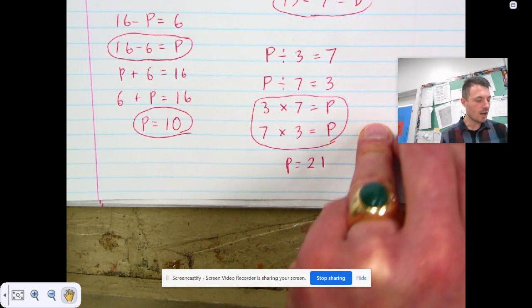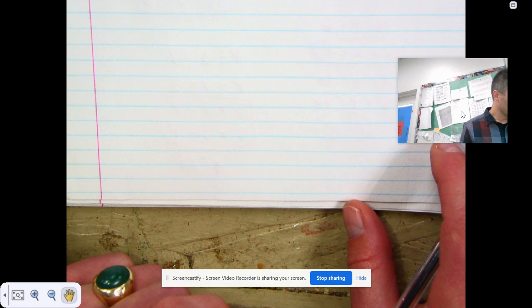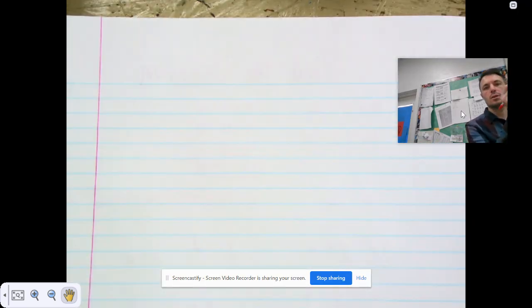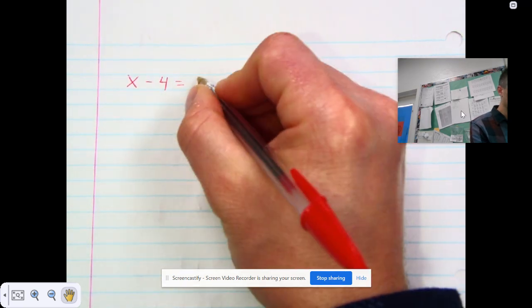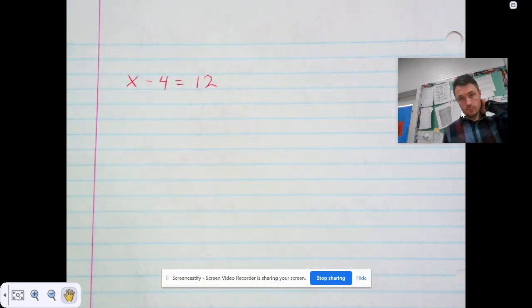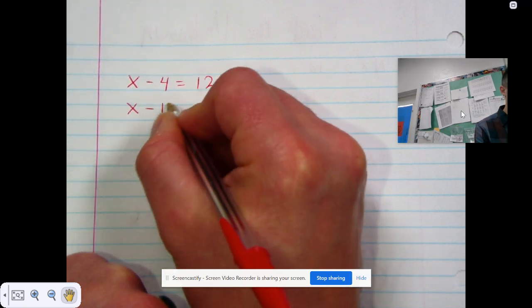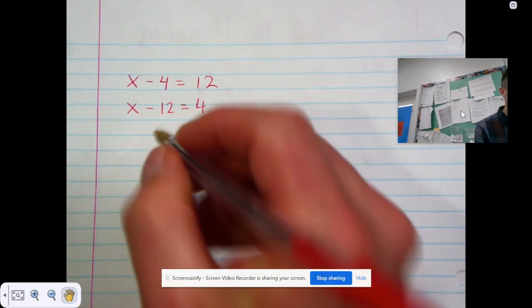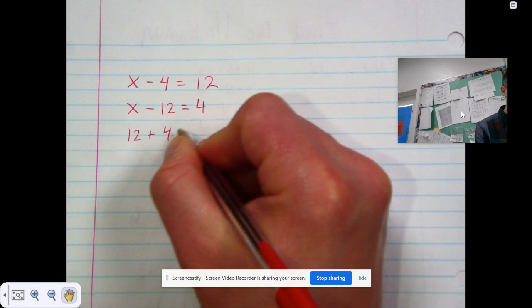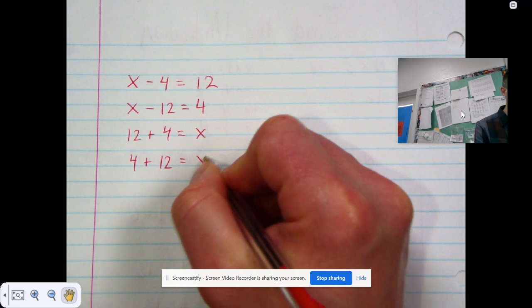Let's do one with subtraction now, where the minuend is the unknown. Let's do x minus 4 equals 12. So we can make a fact family here too. If it's true that x minus 4 equals 12, it's also true that x minus 12 equals 4. And if that's true, it's also true that 12 plus 4 equals x. And it's also true that 4 plus 12 equals x.